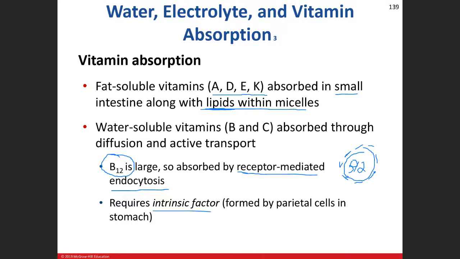And then intrinsic factor, we need that. That's going to be absorbed in the ileum, and that's going to help the increased absorption of vitamin B12. All right, I think that is it for this part.